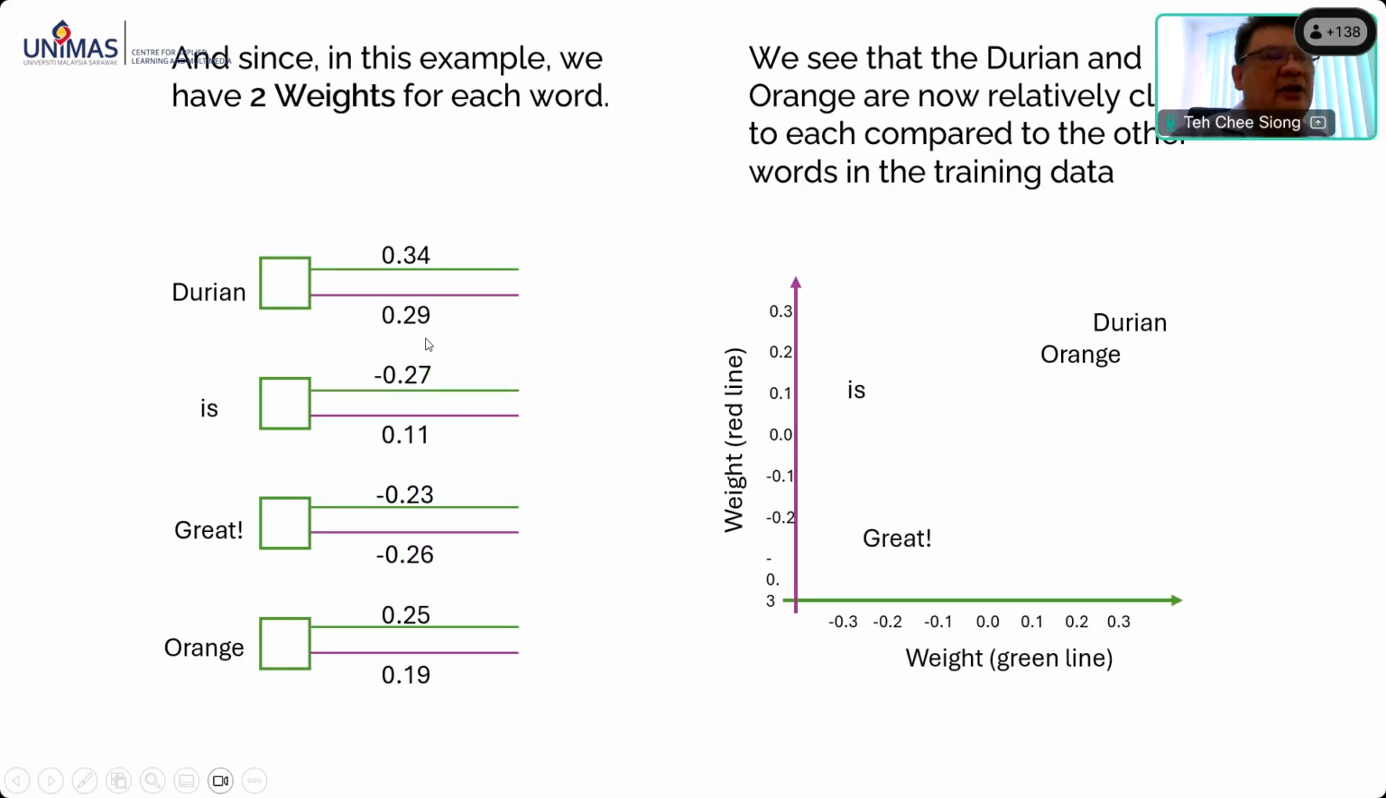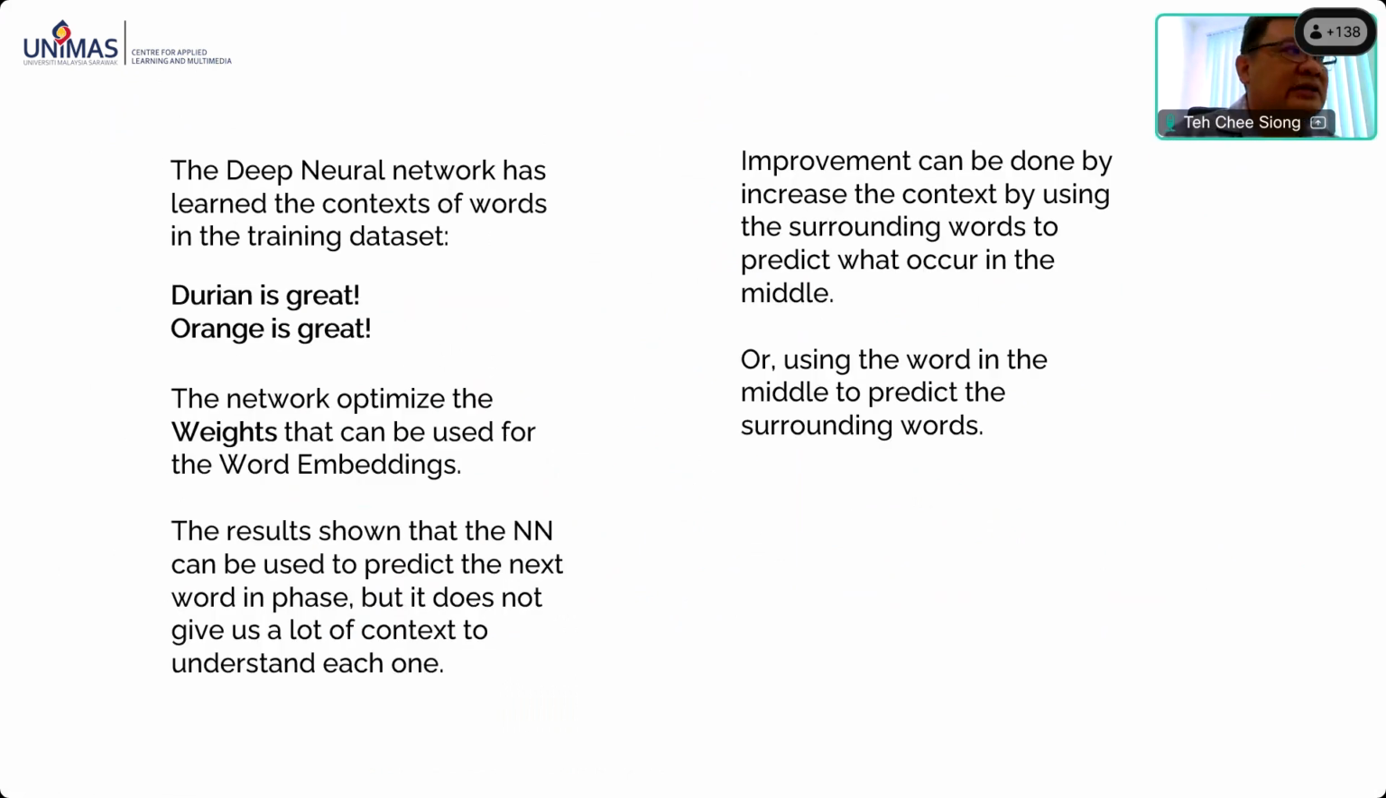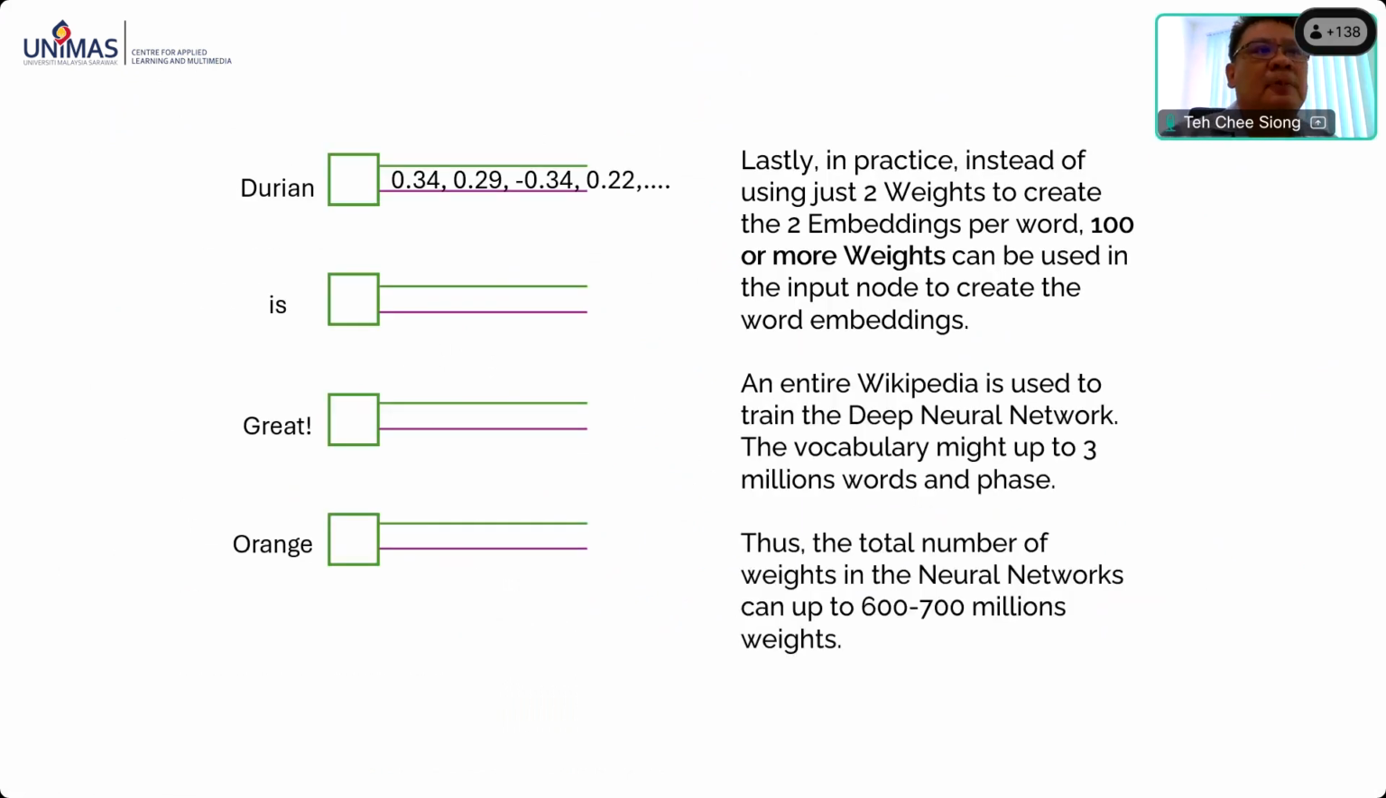Of course, in the real world scenario, it's not that simple like this. We just jump a bit. So for the total number of weights, in this case a deep learning neural network, you can see an entire Wikipedia is used to train the deep neural network. The vocabulary might be up to 3 million words and phrases. Thus, the total number of weights in the neural network can be up to 600 to 700 million.